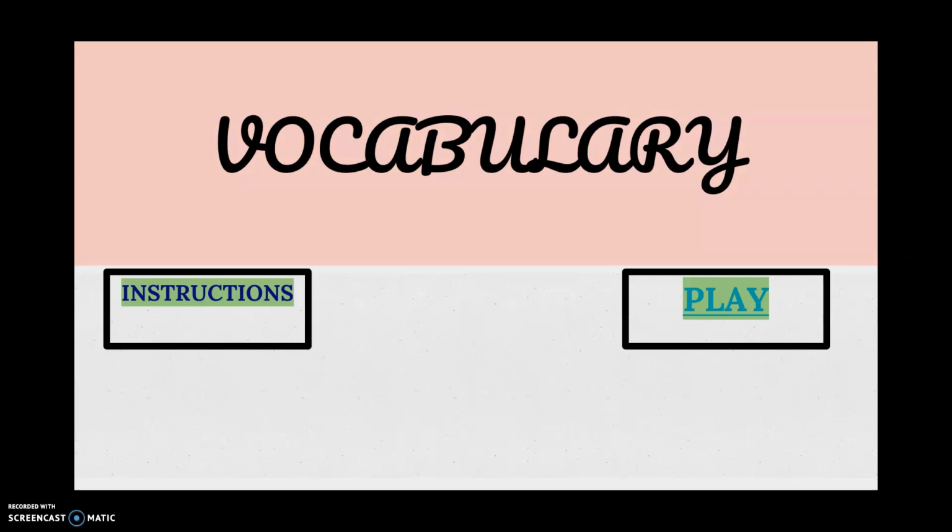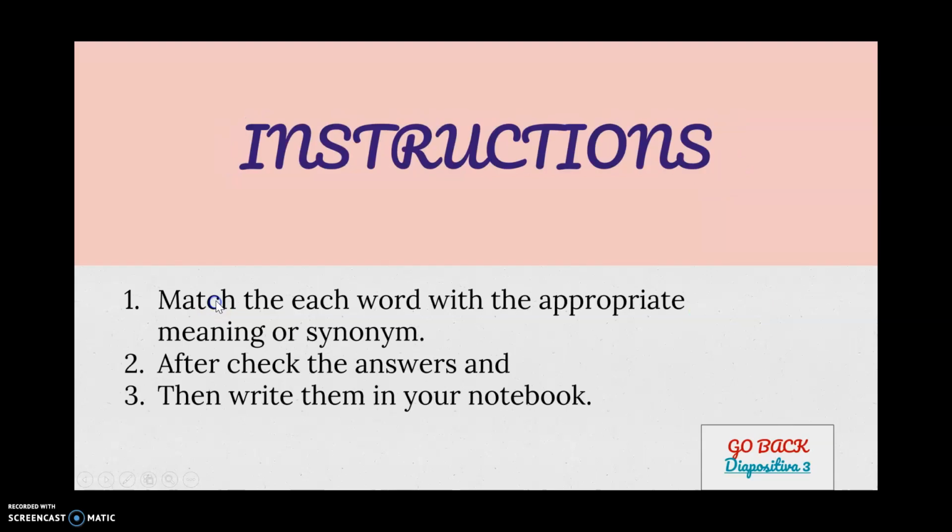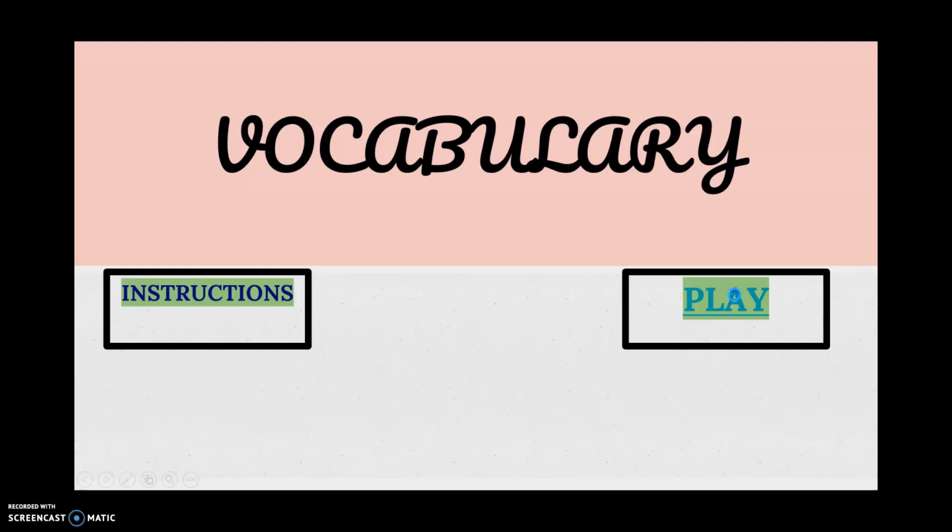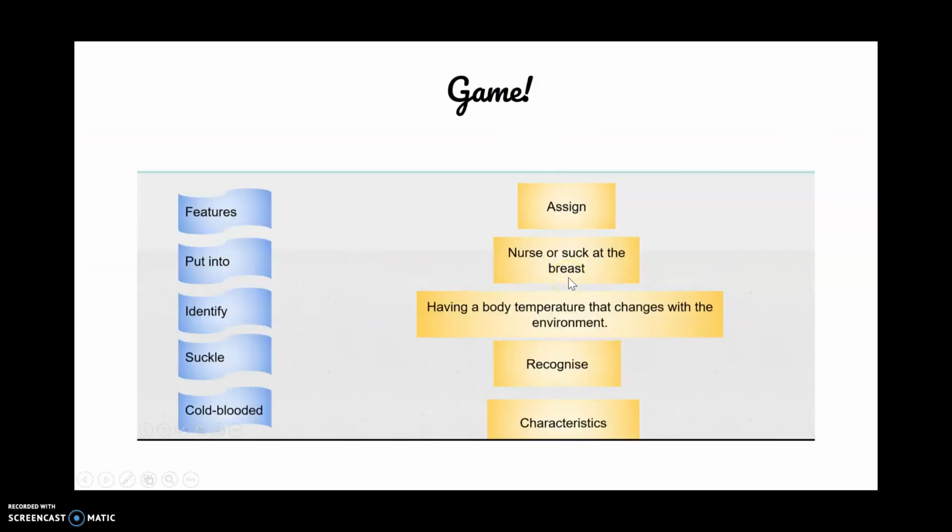Here we have a game, and in the game, you are going to go to the instructions. The instructions are very simple: match each word with the appropriate meaning or synonym. Then you're going to check the answers and then you're going to write the vocabulary and the meaning or synonyms in your notes. You're going to have about 8 minutes for doing the game.